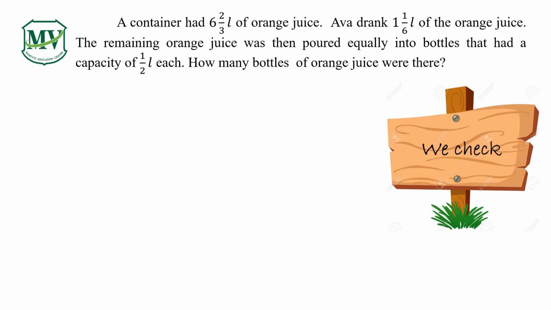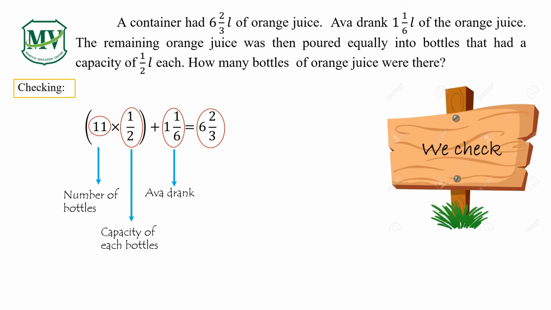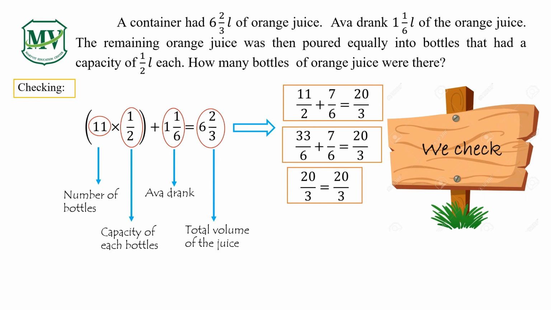The last part is we check. Since there are 11 bottles of orange juice, multiply it to the capacity of each bottle, which is 1/2 liter. Add the volume of orange juice Ava drank, and the total is 6 and 2/3, or 20/3, which is the original volume of orange juice in the container. Now we can say that our answer is correct.